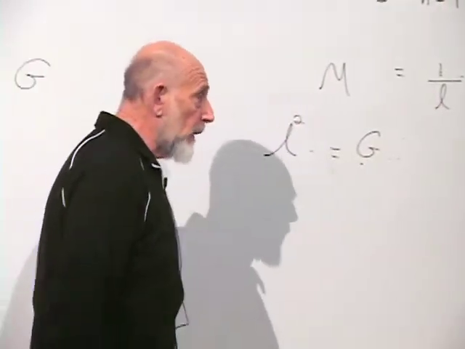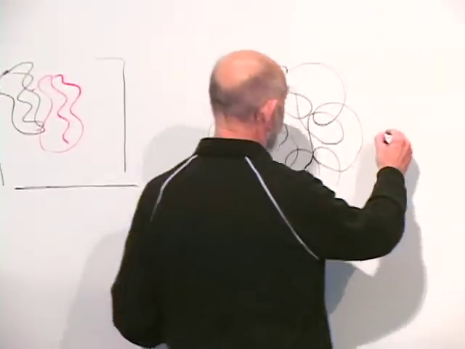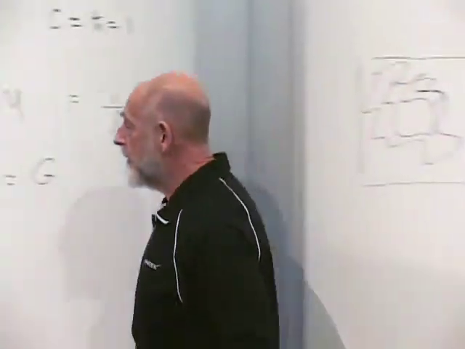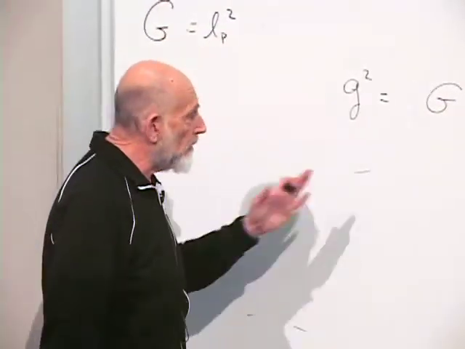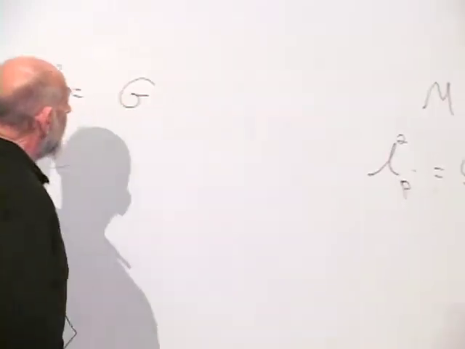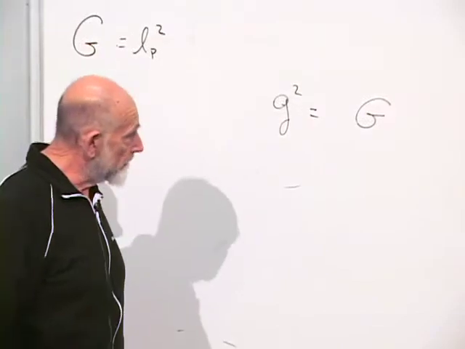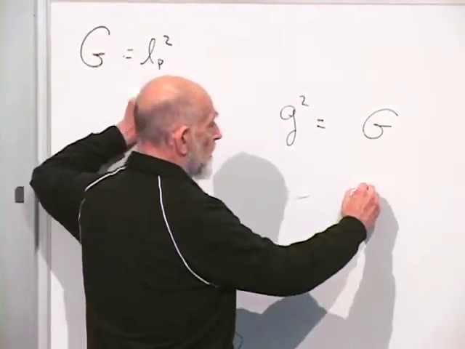That's the basic size of the little wiggles, and it's called L string. We've talked about it before, but I'm just reminding you. It's the only other variable around in the problem. This is L Planck squared. This side is string theory. This side is gravity. Gravity tells us that this side is L Planck squared.